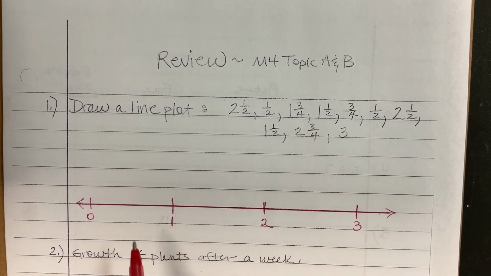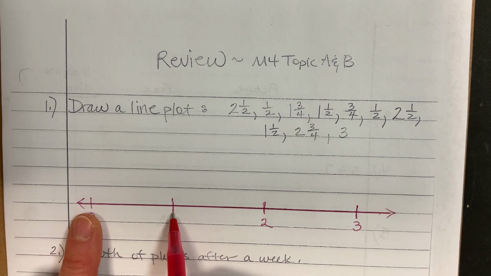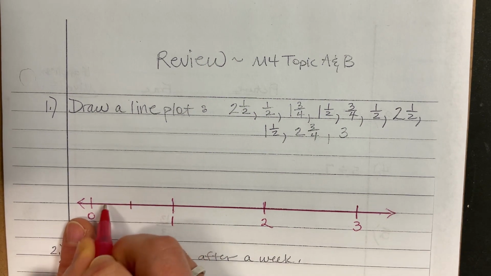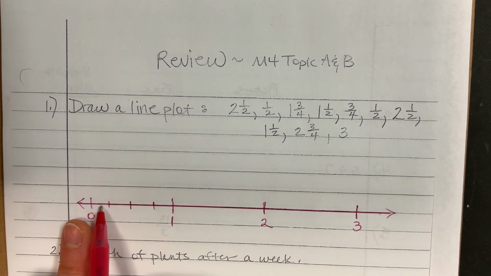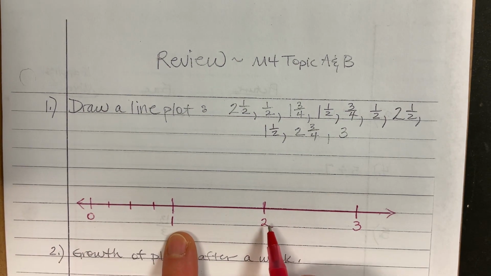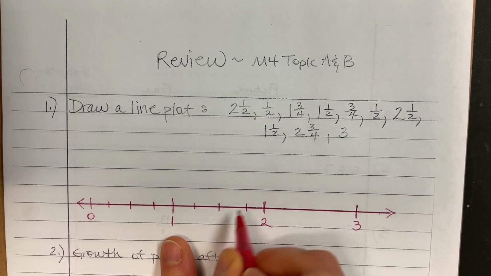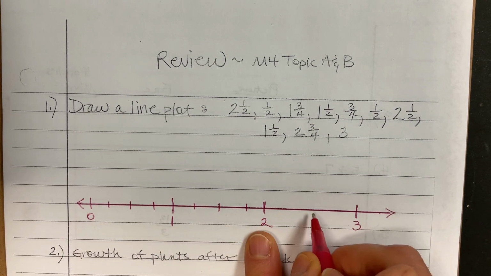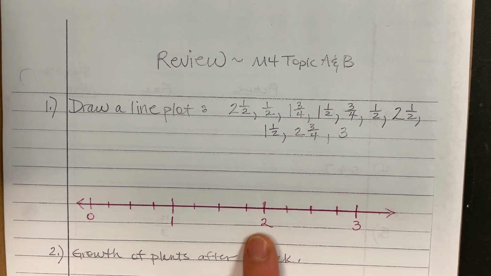Okay, so if I come down here, I need to break each section between the whole numbers into 4 sections, into fourths. So I would have 4 sections here, 1, 2, 3, 4, between 0 and 1. Then between 1 and 2, I need 4 sections. So I have 1/4, 2/4, 3/4, 4/4. Okay, and then do the same thing here. And now I'm ready to start.